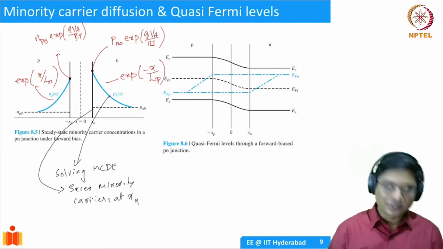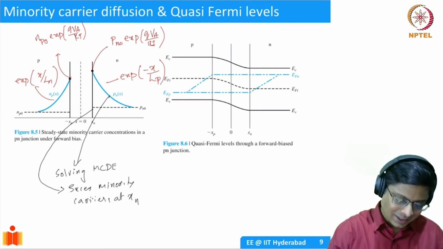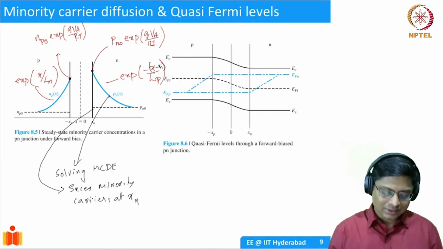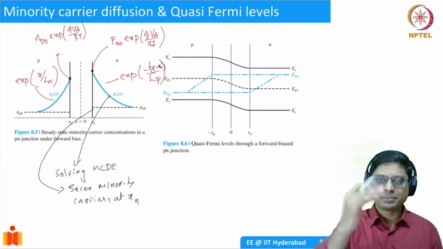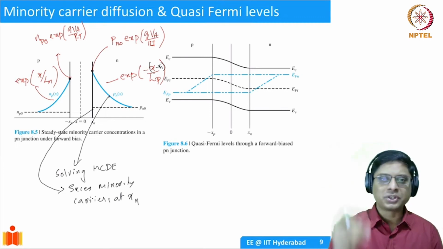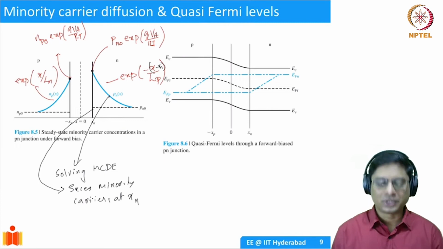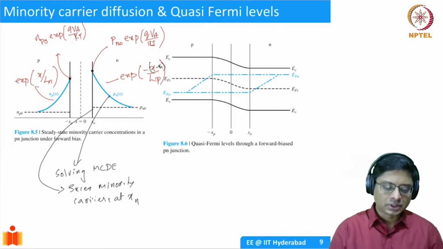In fact, if you want to be exact, I should correct myself here. This is not simply x. This is x minus xn, right? Because at x equal to xn, this is going to be the maximum, pn0 into exponential qVA. Well, that is okay, but you get the picture of what it is, right? That's a more exact way of representing it.